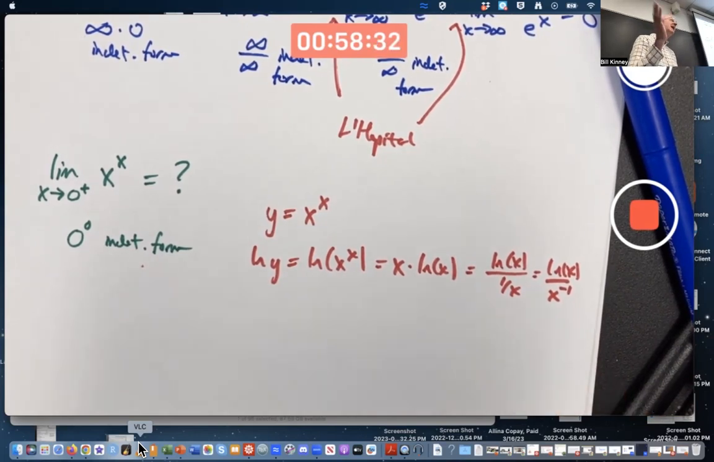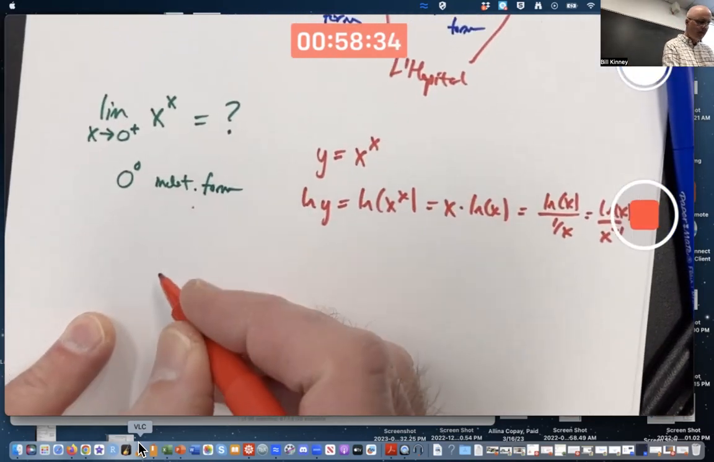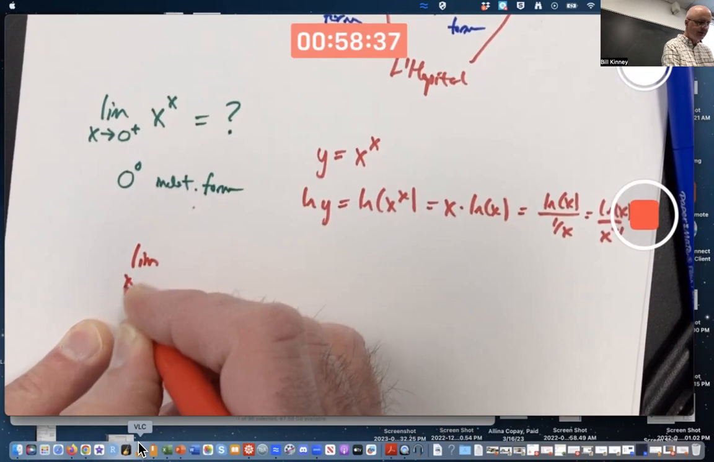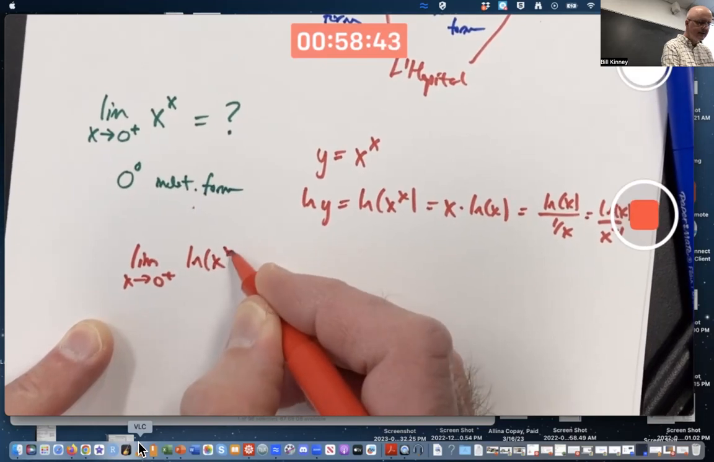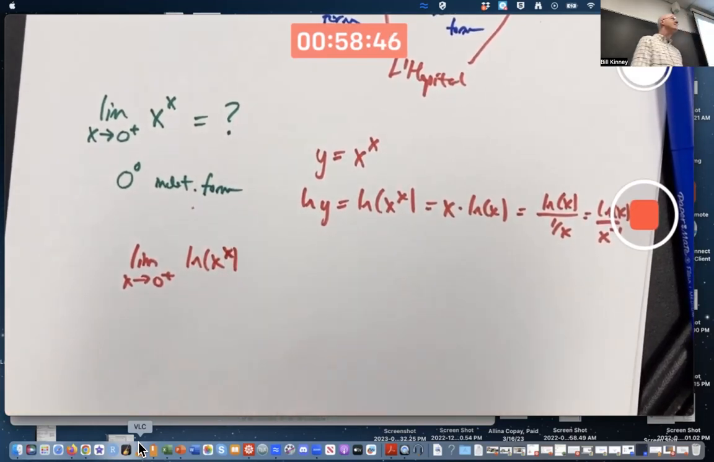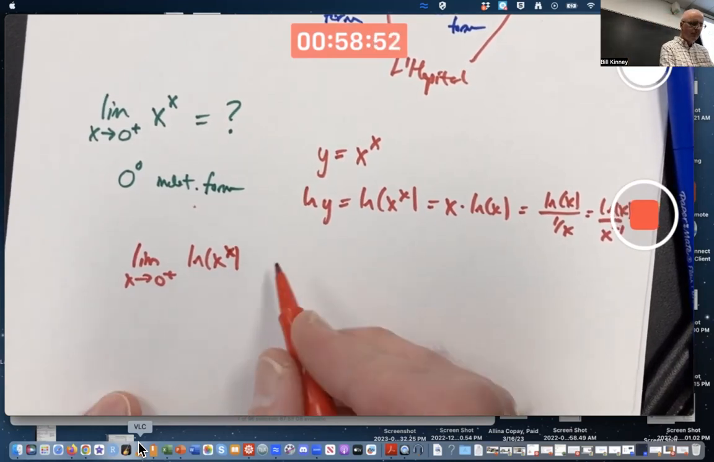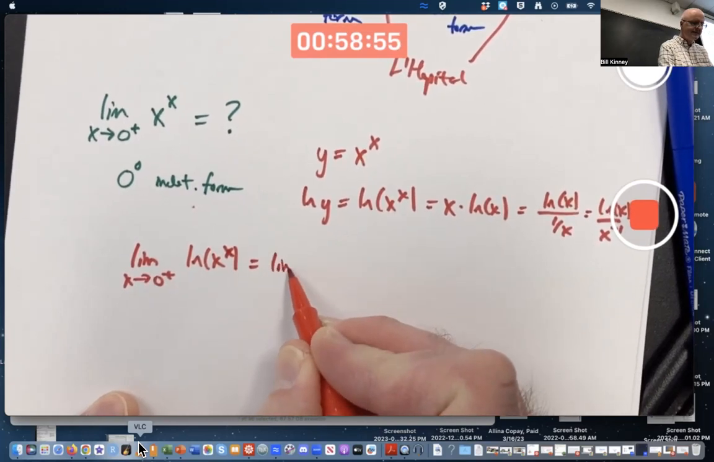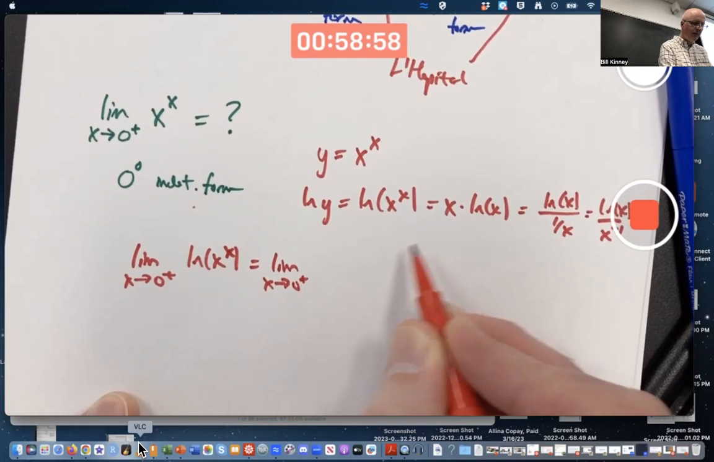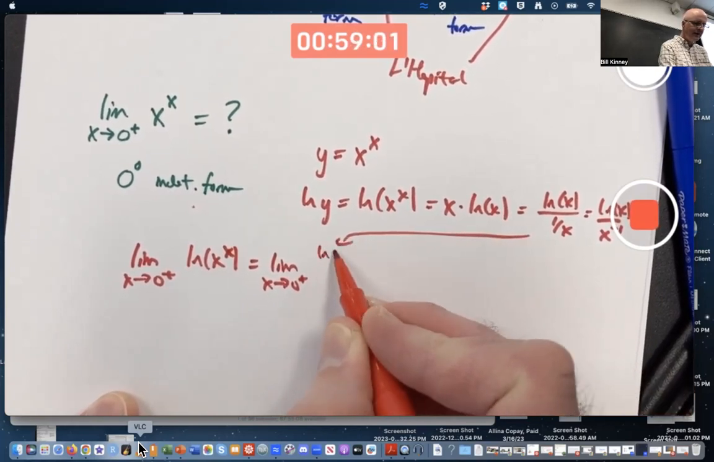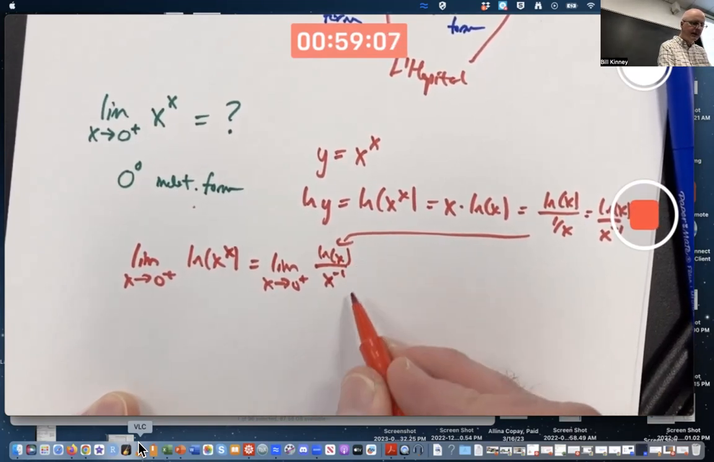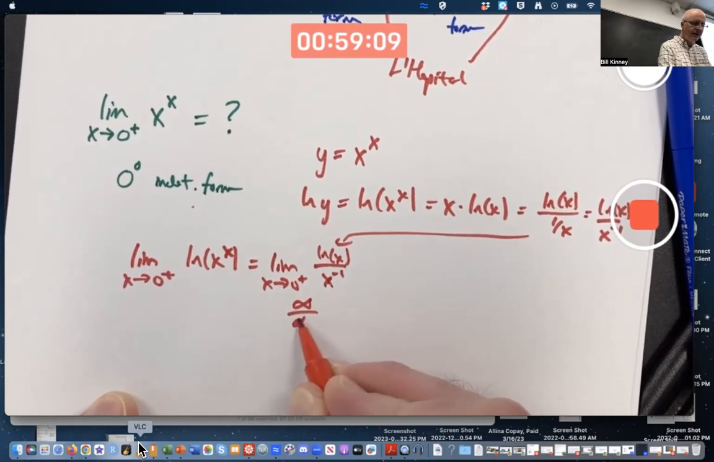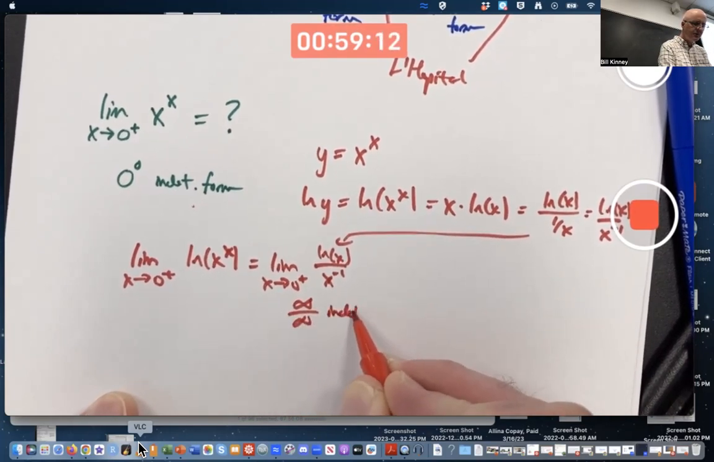Do you have to write the minus sign? Well, people usually don't bother. Let's calculate the limit as x goes to 0 from the right of not x to the x itself, but ln of x to the x. If I can figure out this limit, maybe I can figure out the other limit. That's the limit as x goes to 0 from the right of, by what I've just done here, ln of x divided by x to the -1 power. And yes, the top goes to minus infinity and the bottom goes to plus infinity, but we usually don't bother with the minus sign. Just write this is an infinity over infinity indeterminate form.